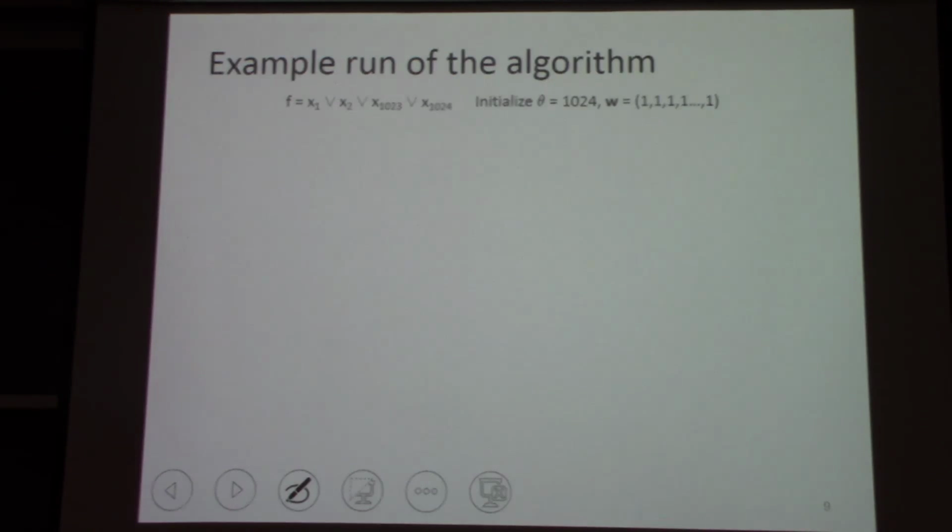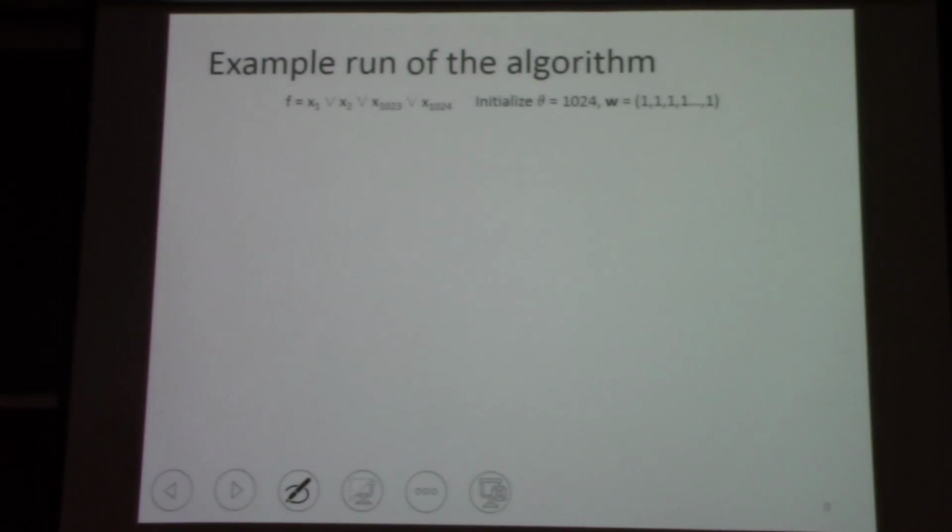So let's step through an example just to make this more clear. I hope this is visible at the end, or the subscripts and all the tiny fonts, because there's going to be a lot of stuff on this slide. So let's say the true function is a disjunction of 4 things: x1, x2, x1023 and x1024. These are the only 4 relevant features. Everything else is irrelevant, but we don't know.